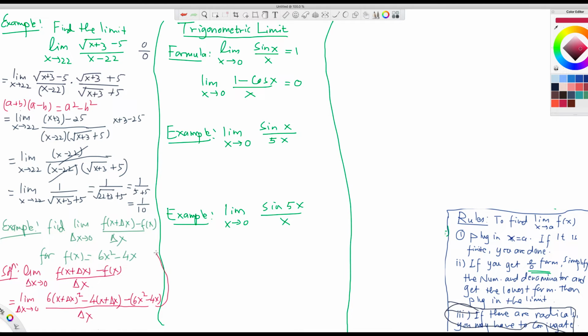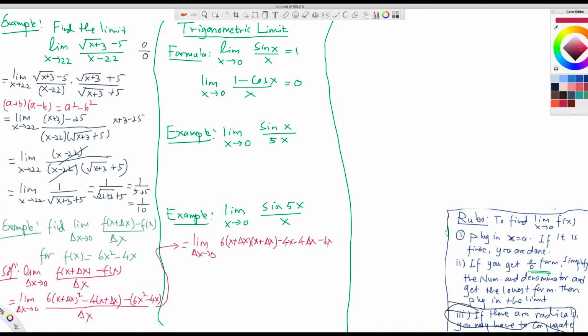Now let me continue right here, equals the limit as delta x tends to 0. Now you simplify that. You get 6 times (x plus delta x) square, which is x plus delta x times x plus delta x, right? Minus, you distribute that 4x plus 4 delta x, so minus 4x minus 4 delta x. You see that? Because you need to distribute that negative 4. Okay, so minus 4x minus 4 delta x, and then you distribute that negative sign as well.